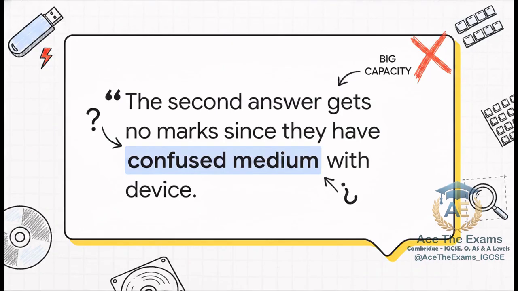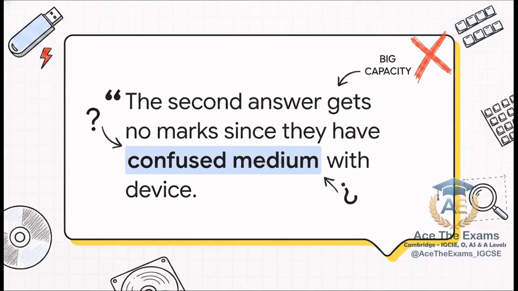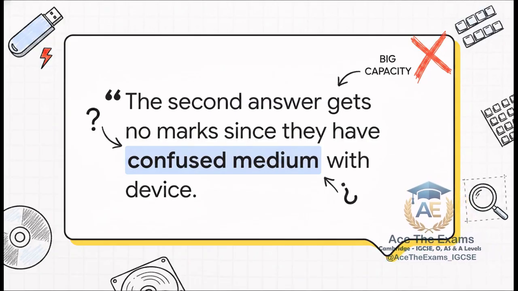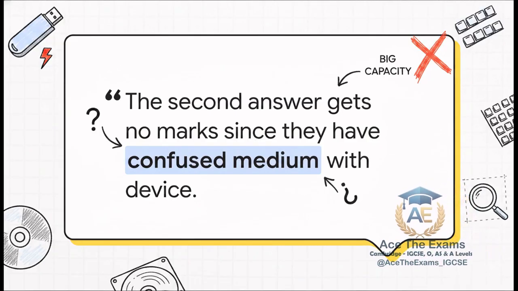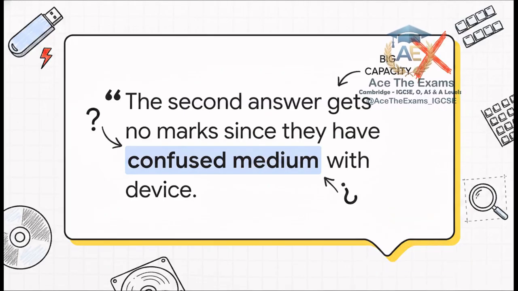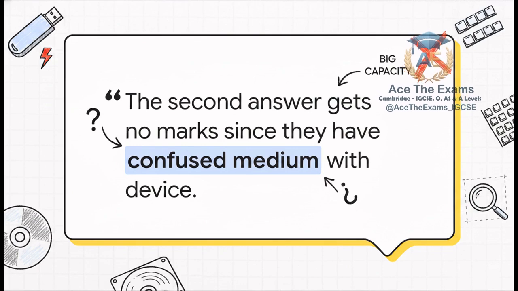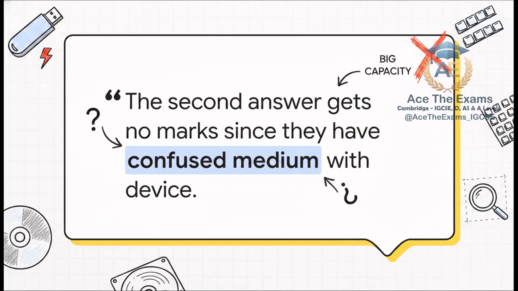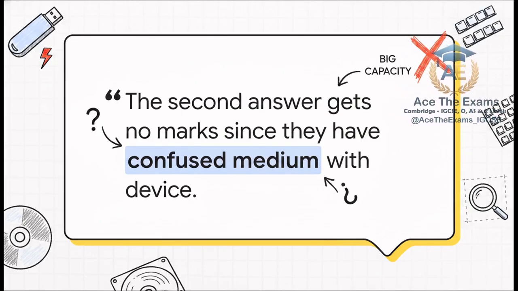The reality of Cambridge marking is incredibly strict. Just listen to these official examiner-style comments regarding the low-level response we saw. The second answer gets no marks since they have confused medium with device. Big capacity is just too vague to be worth any marks. Think about it. Saying something has a big capacity tells the examiner absolutely nothing about your actual technical understanding of the syllabus. You must be precise. Avoid vague language like the plague, use the correct technical vocabulary, and always answer the exact question being asked.